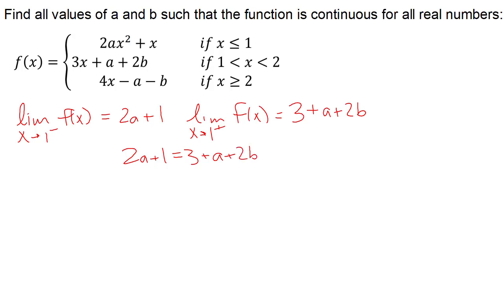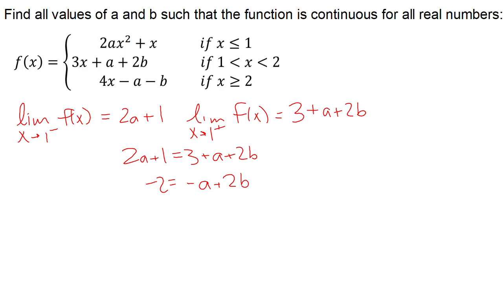If we try to get everything to one side here, we'll end up with, if we subtract the 2a over, right, we're going to have a negative a plus 2b on the right, and on the left we'll have a negative 2. So we're going to start off with negative 2 equals negative a plus 2b.